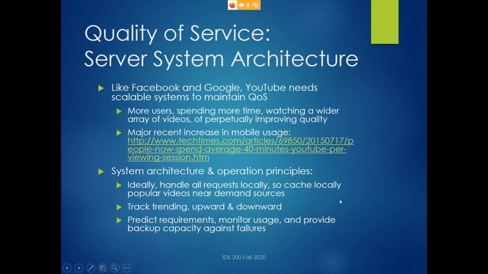Other things, predicting requirements, monitoring usage, providing backup capacity against failures. These are all the standard things that these big scalable systems do. They try to predict over time how many servers they're going to need available to meet the expected level of demand. They're going to track whether the predicted level of demand actually materializes, and they're going to have a certain amount of backup capacity so that you don't go to YouTube, start a video, and something goes wrong and it crashes and you can't recover from that.